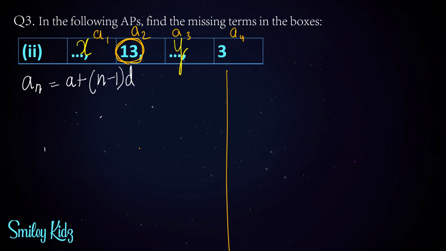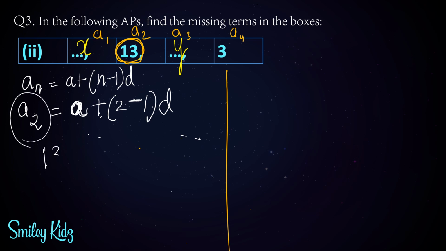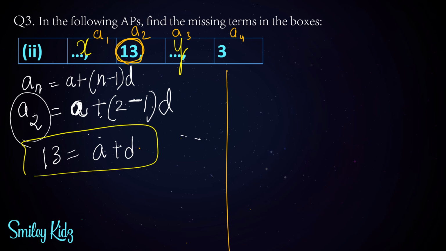Now I'm going to try to extract the value of a and d using this formula. How do I do that? Basically, here I'm going to substitute the value as a2. So a2 is equal to, what is the value of a? A is x. Or let me just write it as a itself, right? So a plus, this is going to be 2 minus 1 into, do you know the value of d? We don't know, isn't it? Into d. Now as simple as that. Now we already know the value of a2. 13 is equal to a plus d.